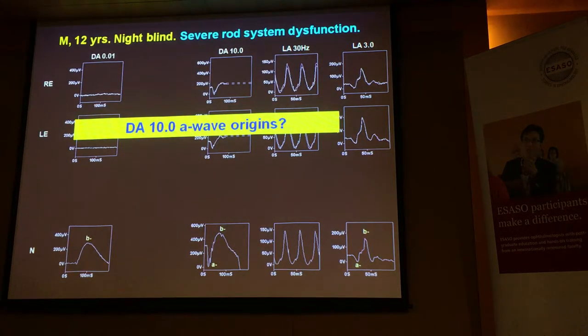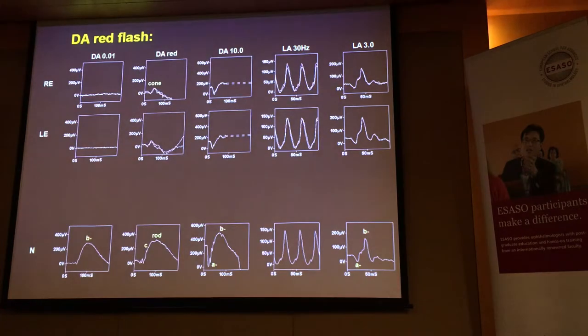So what we need to do is identify the origins of the DA chain response here. And we can't do that by looking at a white light. So we use our red flash under dark adaptation, where we should get an early component coming from dark adapted cones, and a late component from the rods. So here in the normal, we see an early component from the cones, a late component from the rods. Here, we see an early component coming from the cones, and there is zero contribution coming from the rods. So in other words, this patient has a cone-isolated retina.